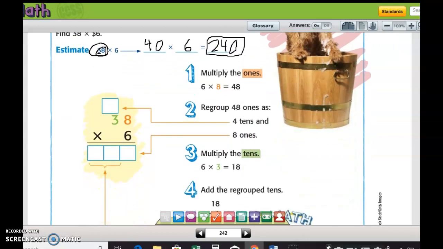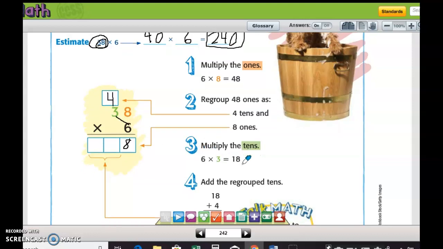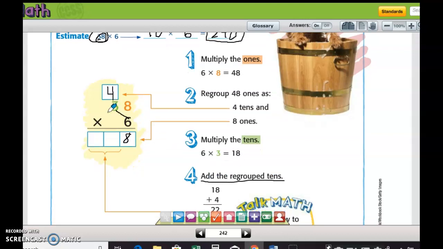Now, I'm going to multiply the ones place, like it says here. 6 times 8 is 48. So I'm going to put my 8 and regroup my 4. Snap those ones together and make a block of 10. 4 blocks of 10. 4 tens and 8 ones. Then I'm going to multiply the tens. So now I'm going to do 6 times 3. And here it tells me 6 times 3 is 18. And then I'm going to add the regrouped ones. This is a common mistake that people forget when they're doing this, to add those back in. So we've got 18 plus 4, and that's 22.